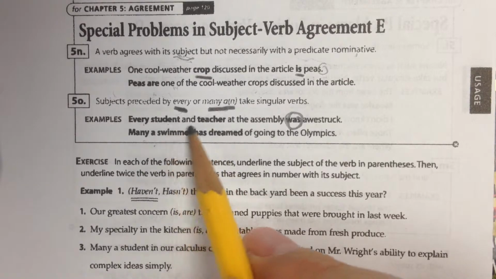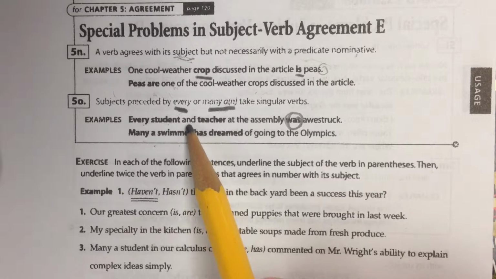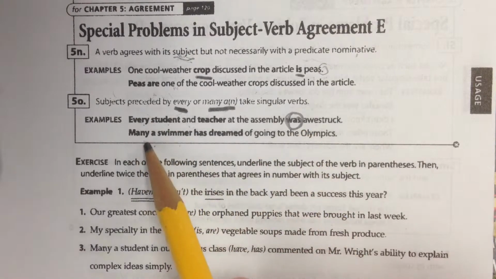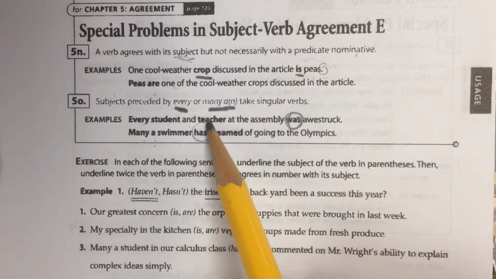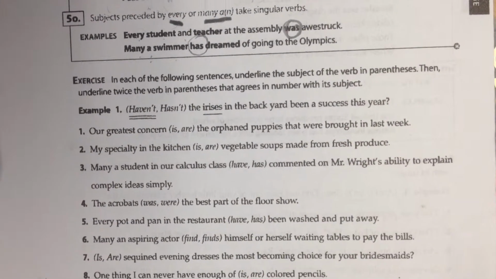And one thing you'll notice is this says every student and teacher. So we have a compound subject here, but because it has every in front of it, even though we have two things joined by and, because every is here, we use a singular verb. Also many a comes before swimmer. So because of many a, we're going to use a singular verb right here, has. So let's try some of these for practice.